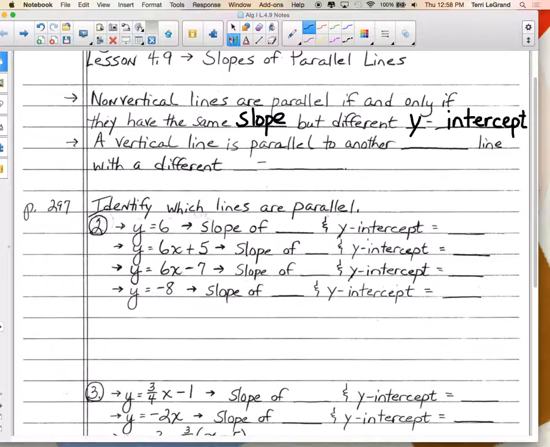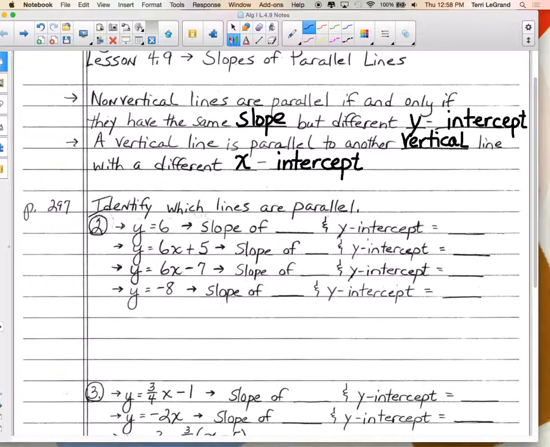Well, what if we have a vertical line? When are vertical lines parallel? What is a vertical line parallel to? Another vertical line. That's the only thing it will be parallel to. But there is a restriction there too. How do we not have the same vertical line? Different what? X-intercepts, because vertical lines cross the x-axis, not the y-axis. So as long as they have different x-intercepts, then we will have parallel vertical lines, okay?